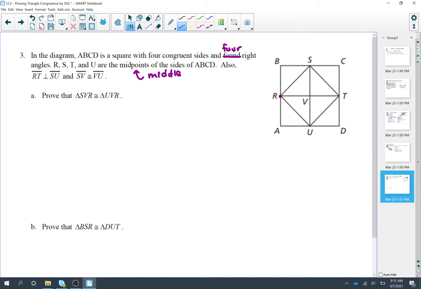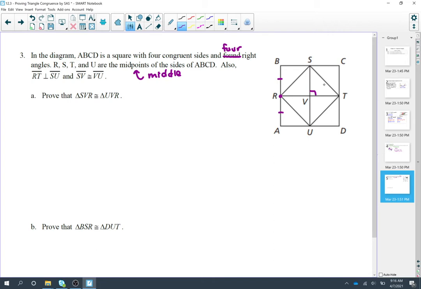So if this is a midpoint, then I know that this and this are congruent because it cuts it in half, and then that's going to be true for all the other sides as well. And then it says also we know that RT is perpendicular to SU. So RT is perpendicular to SU. Keep in mind that means that we're going to be hitting at a 90-degree angle.